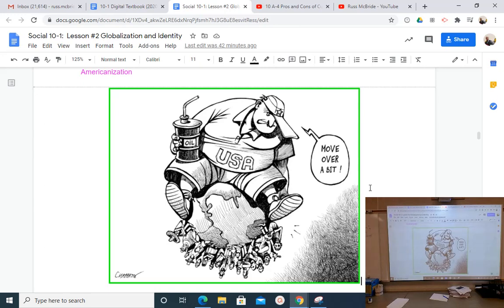Any other evidence? Or any evidence to illustrate that this cartoonist is being very biased against America and that's not fair. How would you argue that? What is the cartoonist ignoring? Because it is very biased. It's very anti-American. Yes?